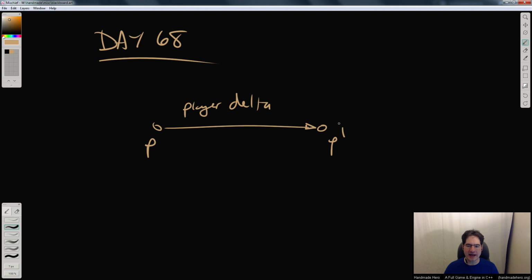And that player delta has a real length. And so what we were doing is we were saying t equals 0 meant you were here, and t equals 1 meant you were here. So basically t times the player delta just tells you how far along this you were.